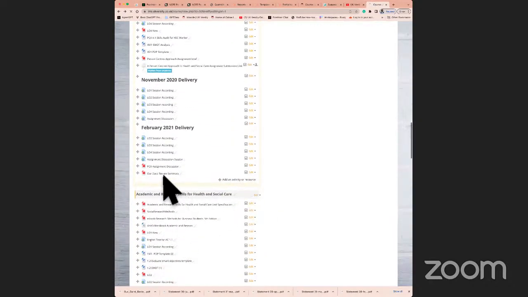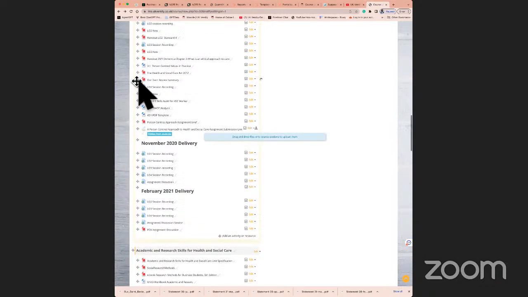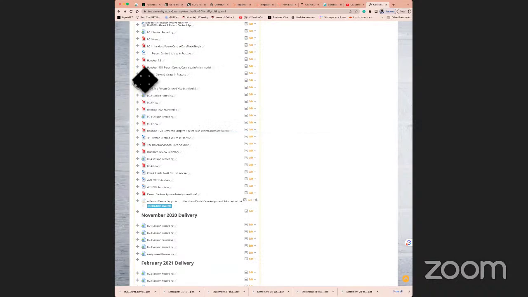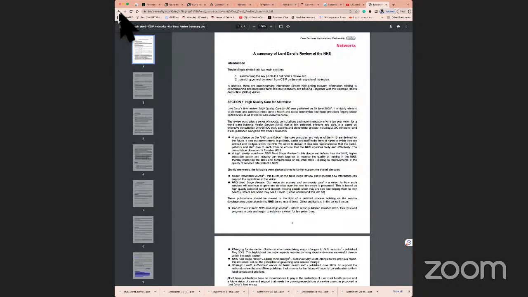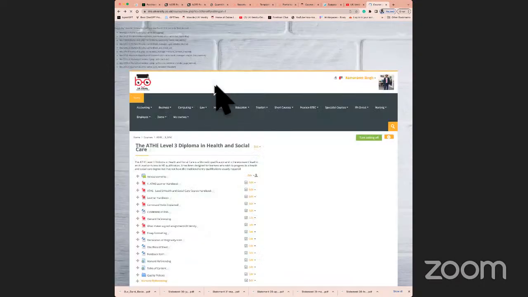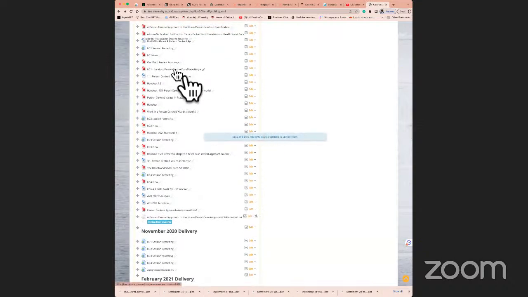Now, one of the other things that you will note is that Lord Darzi's report, I will move it up so that you can read it under learning outcome 1 itself. That's the summary of the report, which I showed earlier. That is a good read to understand how person-centered care as an approach was incorporated into the NHS.